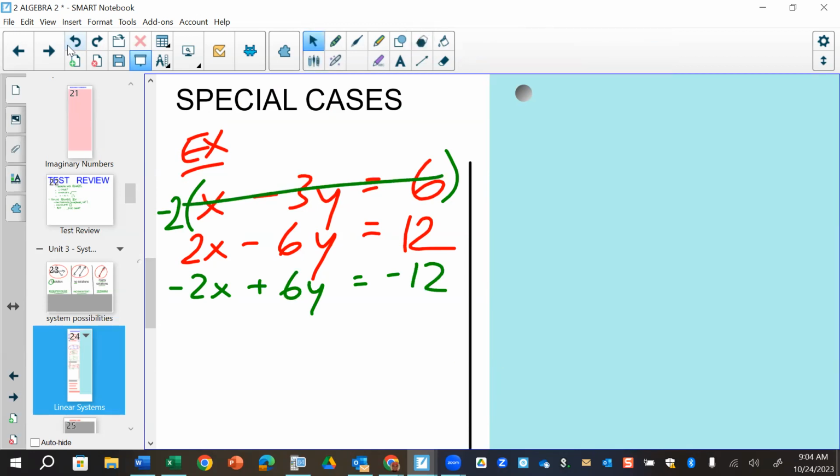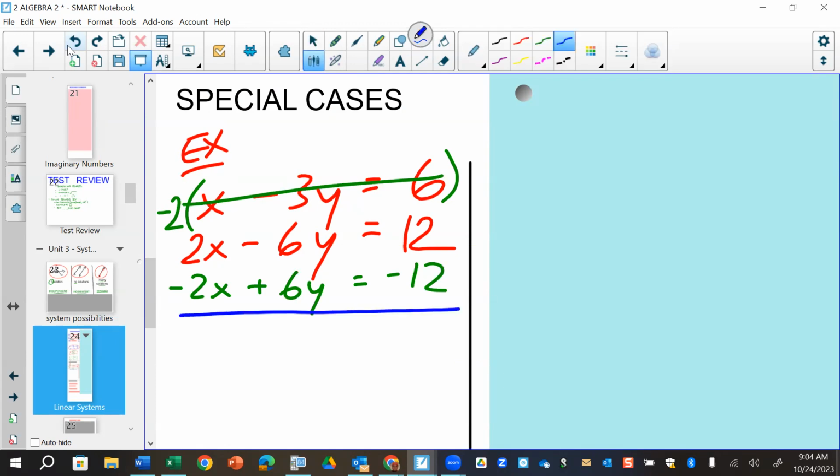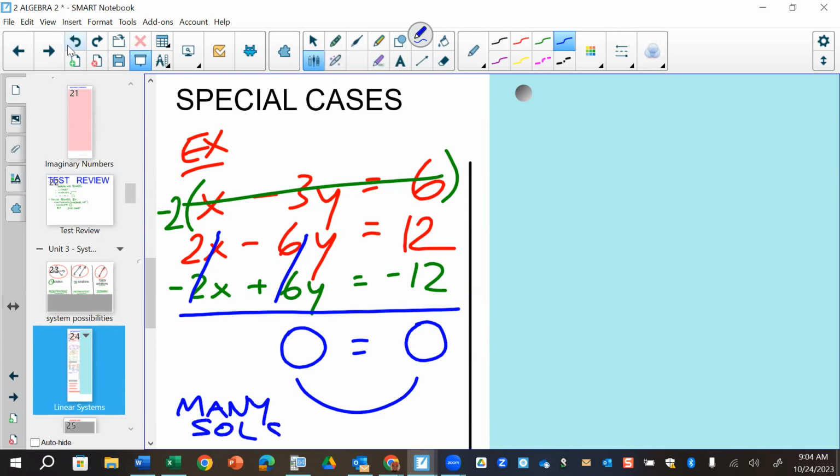Add them straight down, what do you see? Well, what do you see on the left? Everybody cancels out over here, right? So what's left? 0. And what's left on the right side, 12 minus 12 is? 0. And now here it is. The 0 equals 0. All day long, that's many solutions. Why? Because 0 equals 0. So what are these? Many solutions. That was the coincidental lines, dependent.